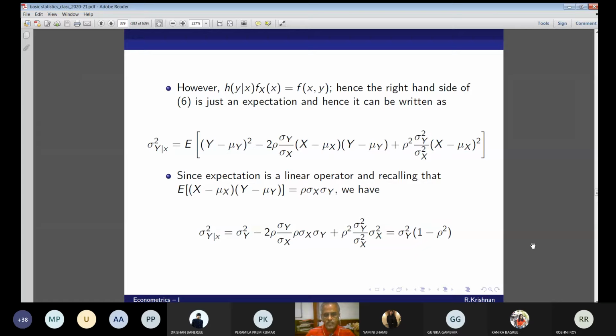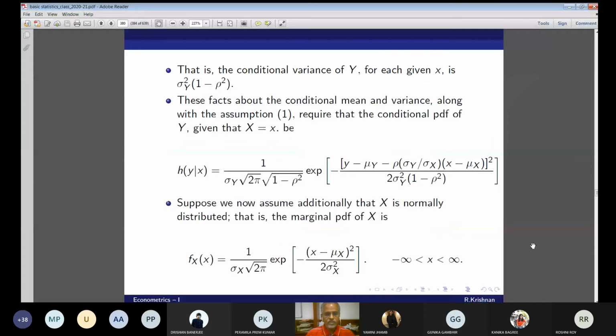So this is just simple algebra. The conditional variance of y for each given x is equal to sigma squared times 1 minus rho squared. These facts about the conditional mean and variance, along with assumption 1, will require that the conditional PDF of y given that x equals little x.